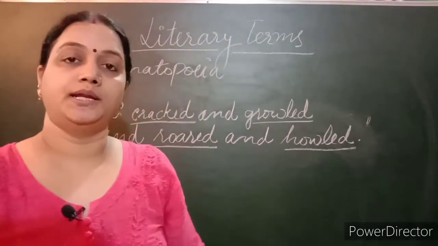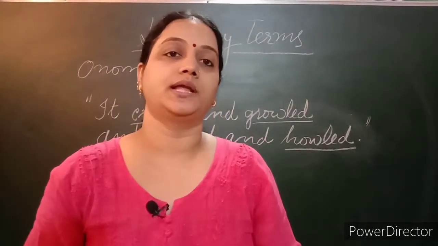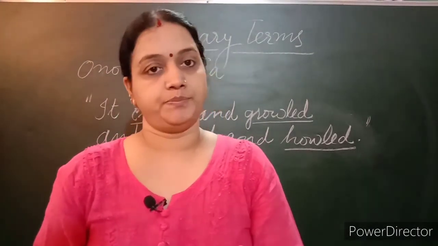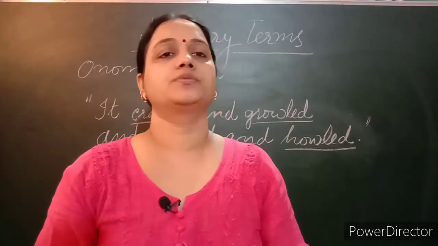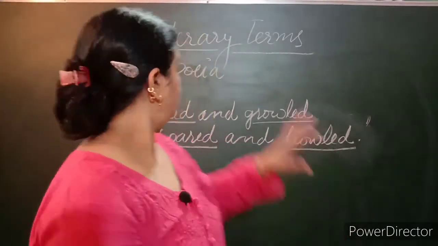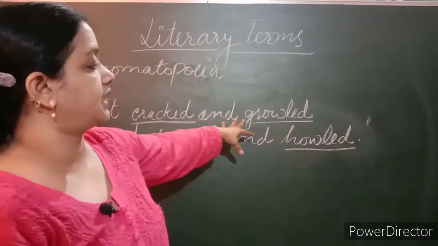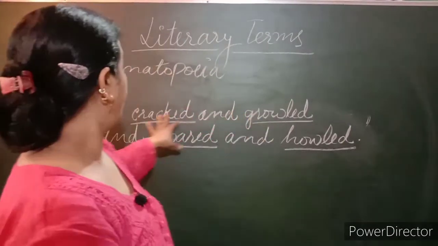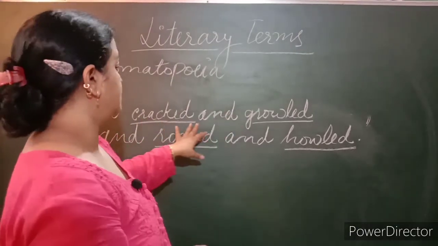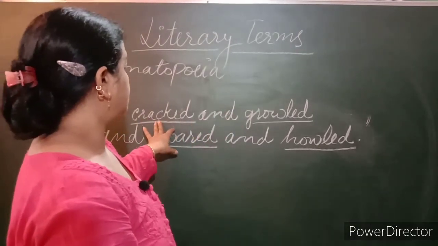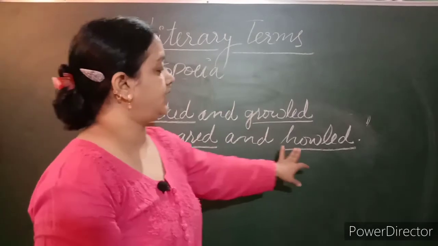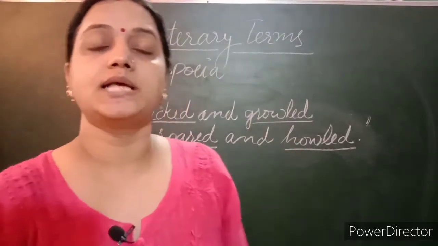In Onomatopoeia, as I told you, wherever different types of sounds are there, there will be Onomatopoeia. All the sounds of the word will show this figure of speech, that is Onomatopoeia, and this line has been taken from the Rime of the Ancient Mariner, and four types of sounds are used here in this line: cracked, growled, roared and howled. So there is Onomatopoeia.